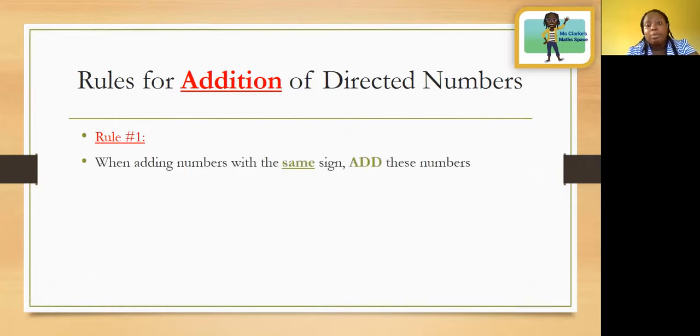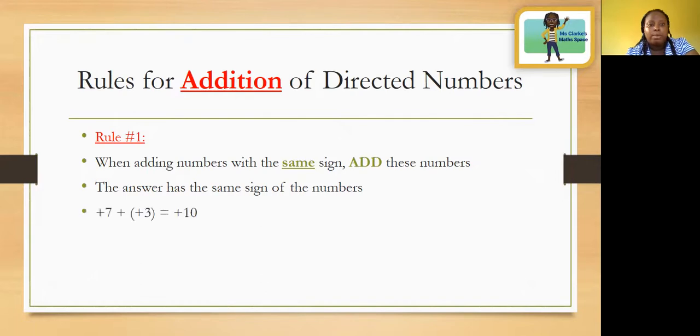So rule number 1 for addition. When adding numbers with the same sign, you add the numbers, and the answer would have the same sign as the numbers. So that's words. Maths is about numbers. So let's do some examples to see how it goes.